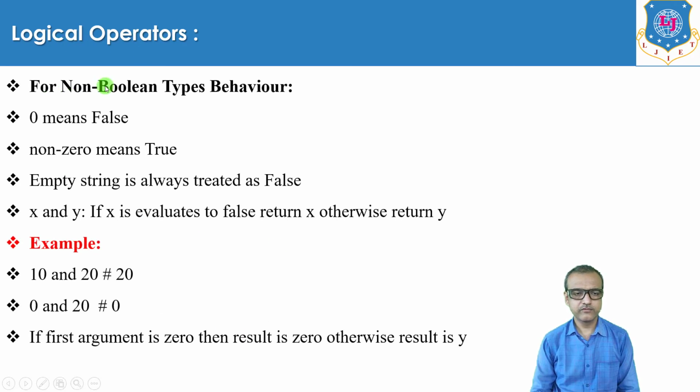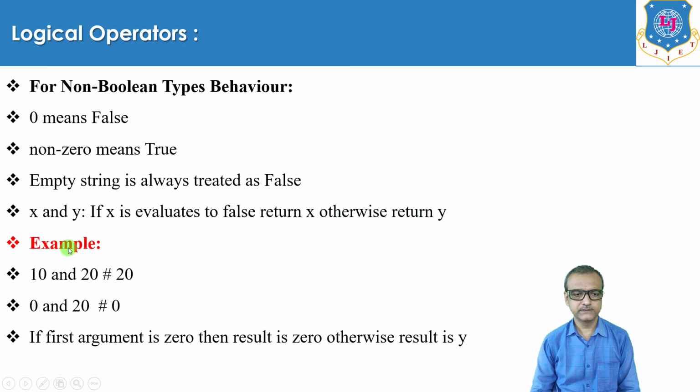Now we will see logical operators for non-Boolean types behavior. Always keep in mind 0 means false, non-zero means true. Empty string is always treated as false. Now what will be the result of x and y? If x evaluates to false, return x, otherwise return y.